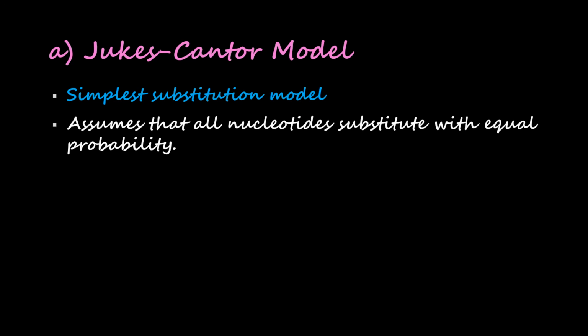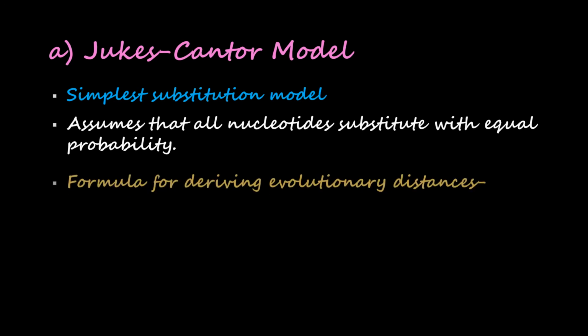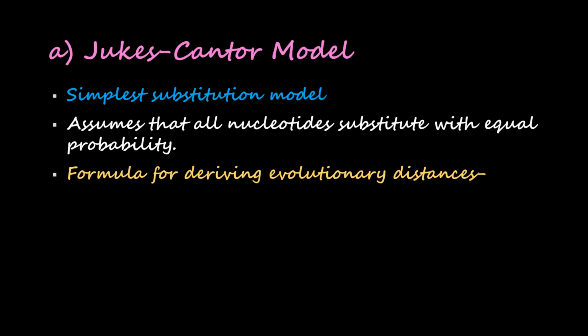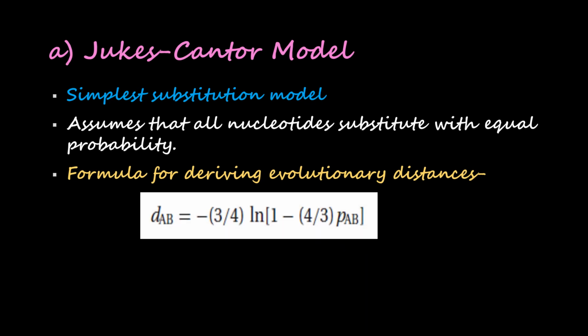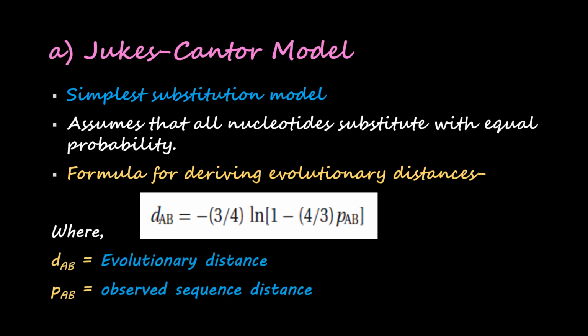First is Jukes-Cantor model. It is the simplest substitution model, and assumes that all nucleotides substitute with equal probability. Formula for deriving evolutionary distances in this case is D_AB, that is distance, equals minus 3/4 natural log (1 minus 4/3 P_AB), where D_AB is the evolutionary distance, P_AB is the observed sequence distance.